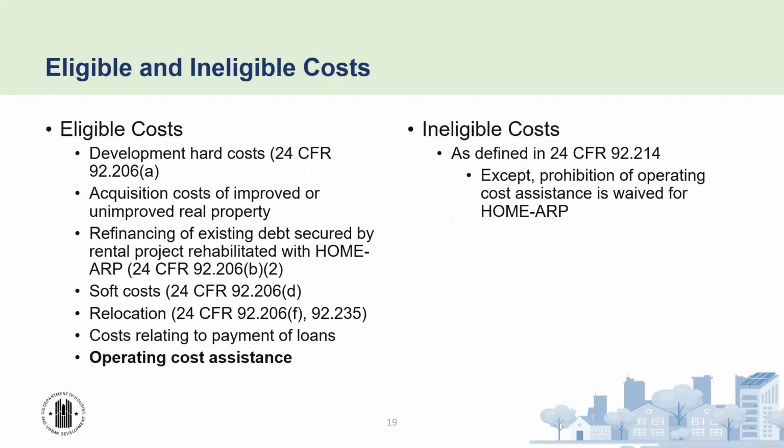Ineligible HOME-ARP costs are the same as HOME, except that we waive the prohibition on reserve accounts and operating subsidies, so HOME-ARP funds can be used to pay for operating cost assistance.